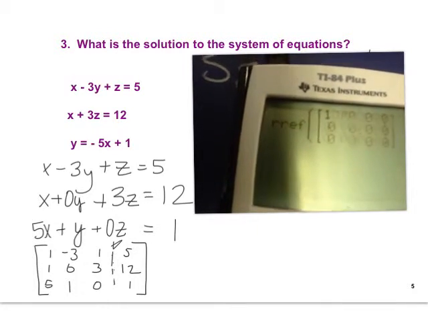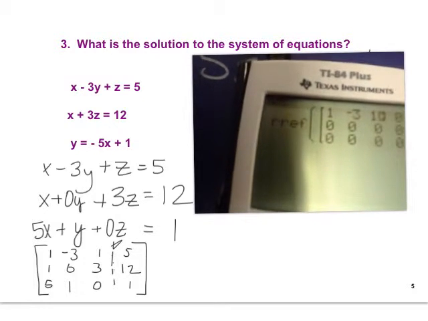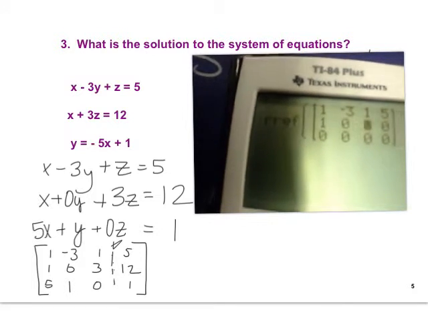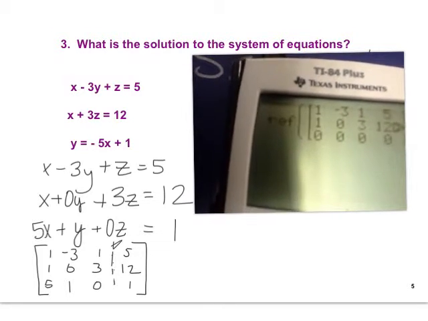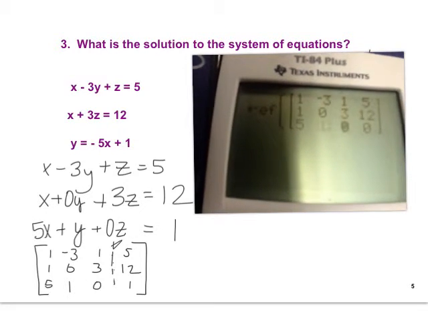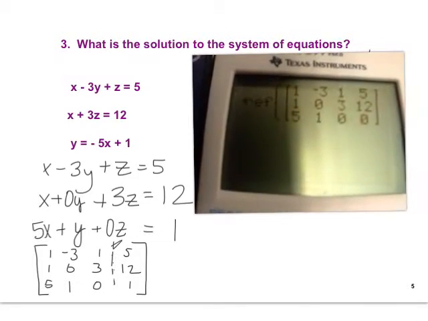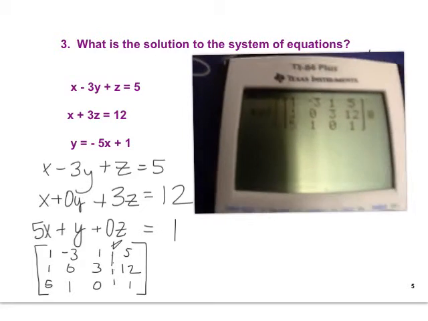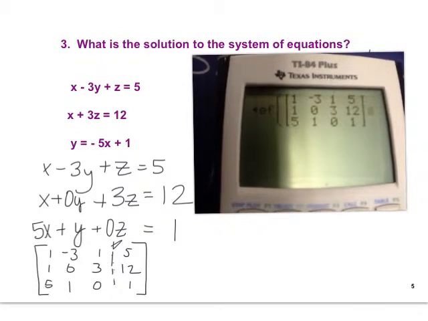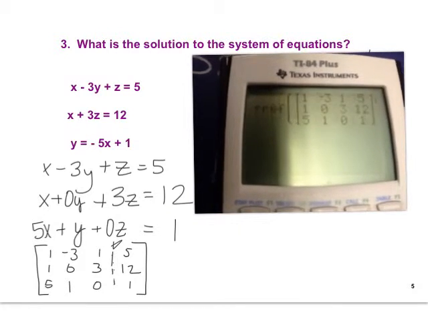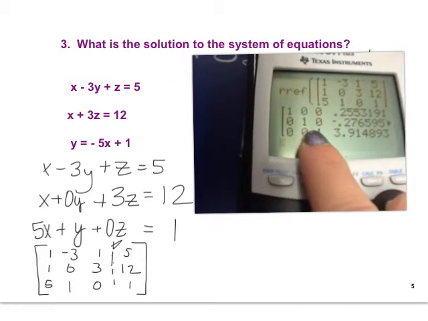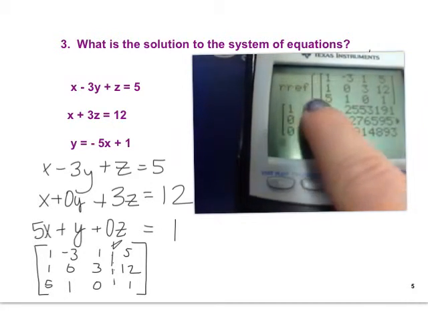So 1, -3, 1, and positive 5. The next row is 1, then 0, then 3, then 12. And the last row is 5, 1, 0, and 1. Once you type it in, make sure that you don't have any sign errors or typos. We push enter, and that is kind of a mess, but I do notice that I've got an identity matrix here, diagonal of 1s, all the rest are 0s.